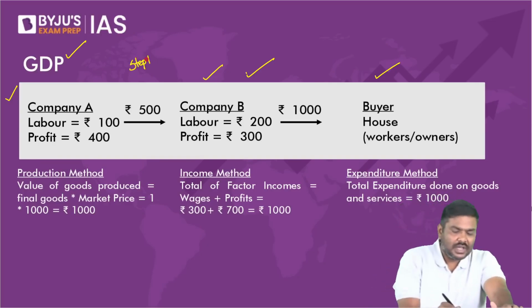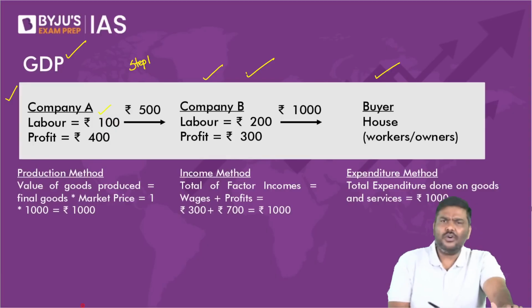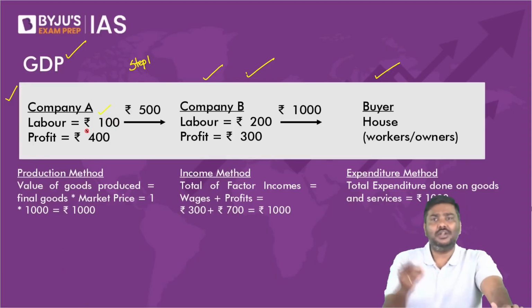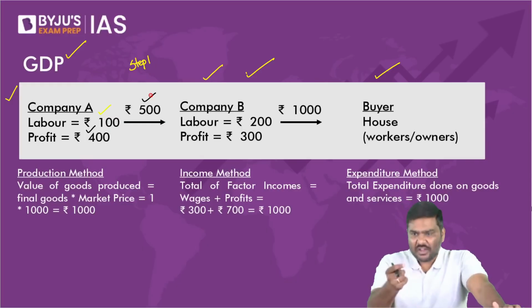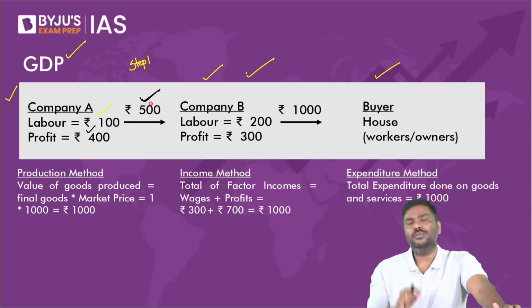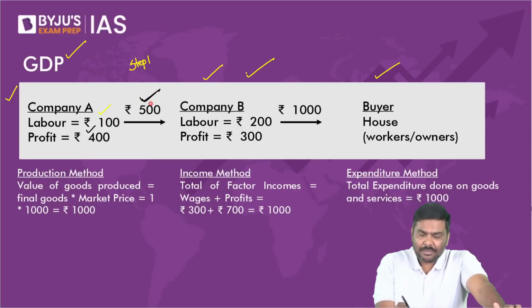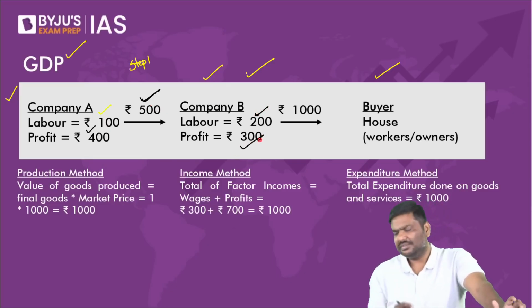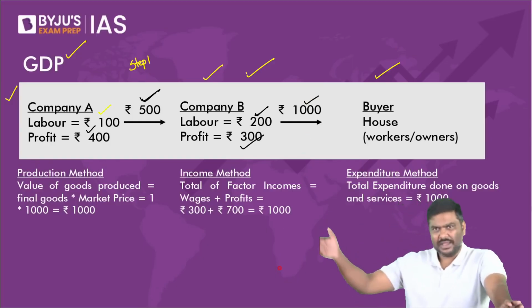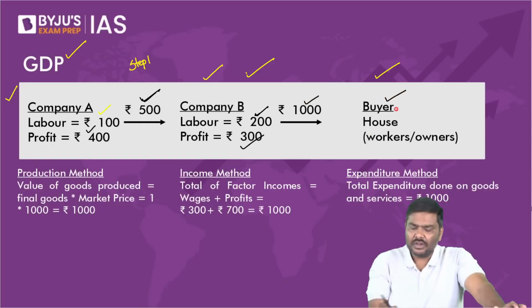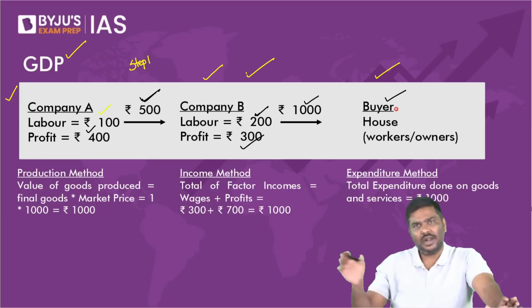So you will use labor services of 100 rupees and you want to earn a profit of 400. So you will sell the product to me, I'm company B, at 500 rupees. Now I have purchased raw materials at 500 rupees. I will use labor of 200 rupees and I also want to earn a profit of 300. I will sell it in the market at how much? 1000 rupees. And the consumer is the buyer, right? The buyer in the market will pay 1000 rupees and purchase the product from the market.